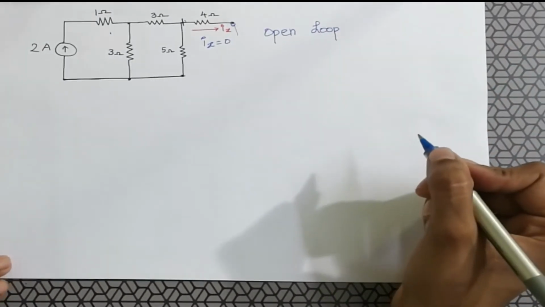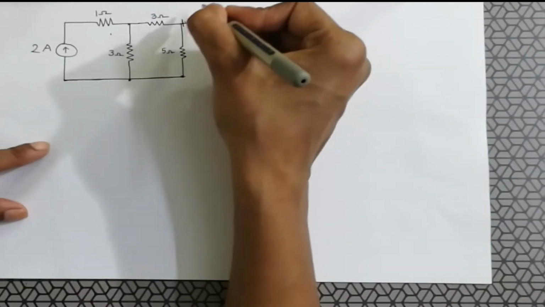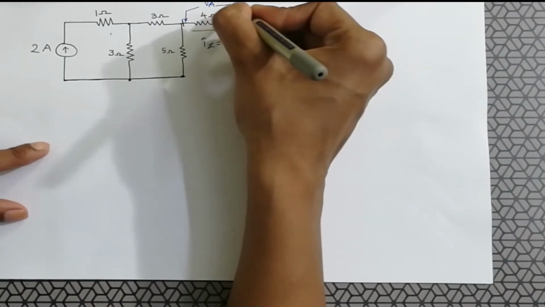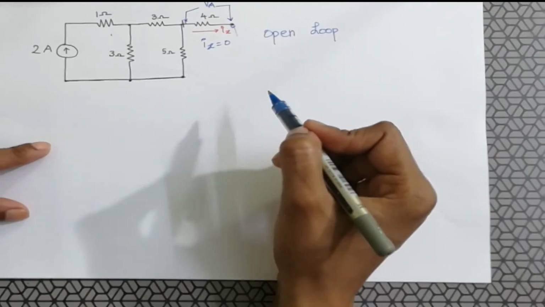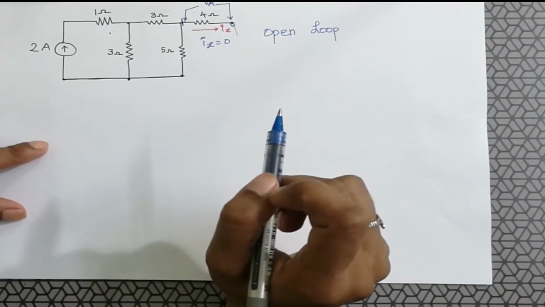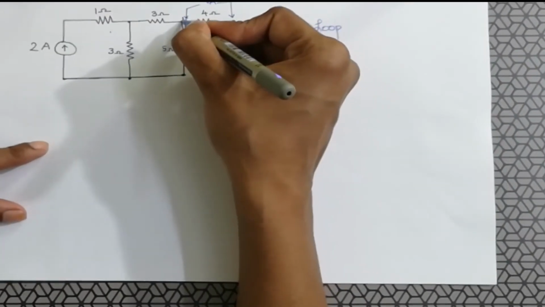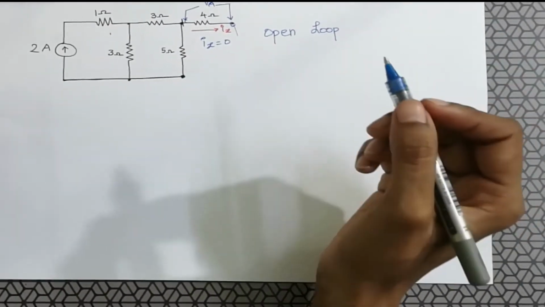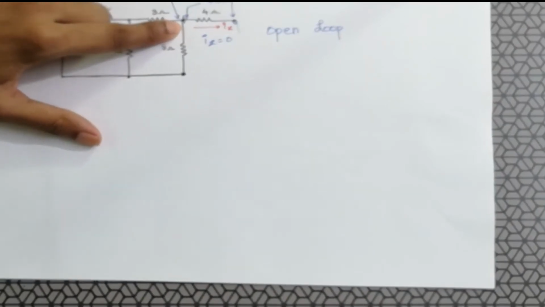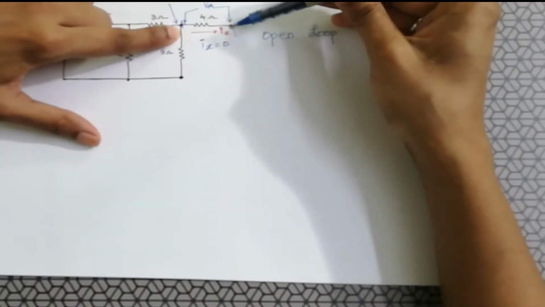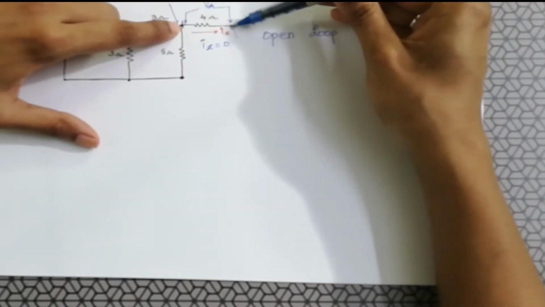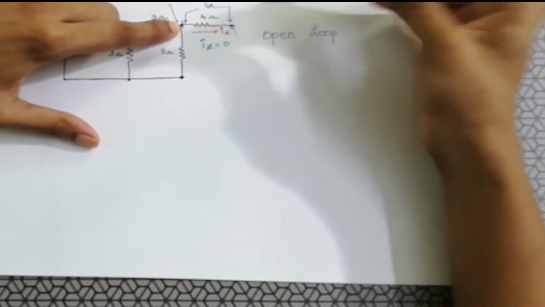This is an open loop. Also, what is the voltage VA? We have said that the current is 0, but the voltage is not 0. The voltage will be the potential between these two ends. In other words, the potential that is here will be same as the potential that is here. Only then the potential difference will be 0 and hence Ix will be 0.